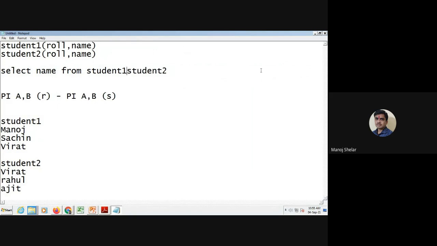The normal SQL query was select star from student1, student2, which is a Cartesian product. This is the Cartesian product query in SQL.